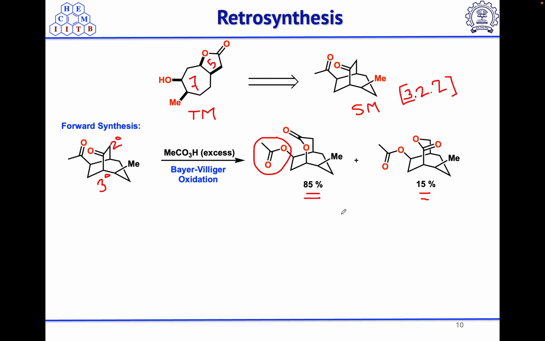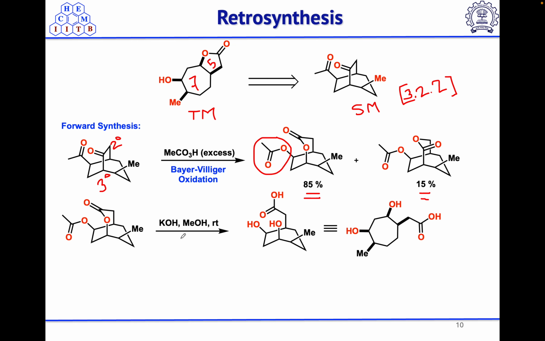Okay, so now with this product we will move ahead and see what we can do with it. So this major product we are having, and if we do the hydrolysis of the ester, okay, this acetate hydrolysis along with this lactone, if we do hydrolysis in presence of potassium hydroxide in methanol, so what will happen?